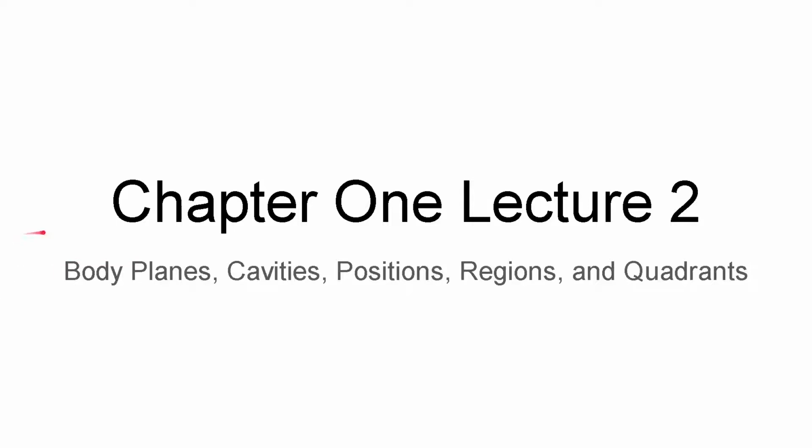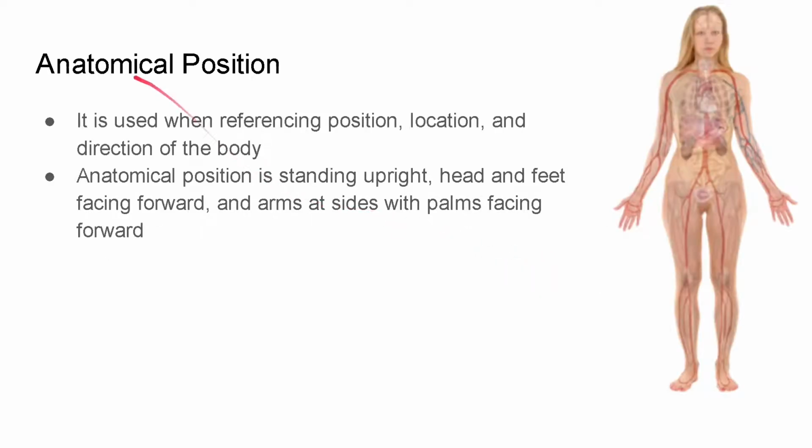Today we're going to be doing chapter 1, lecture 2: body planes, cavities, positions, regions, and quadrants. So anatomical position, we're going to talk about this first. It is used when referencing position, location, and direction of the body. Anatomical position is standing upright, head and feet facing forward, and arms at the sides with the palms facing forward.